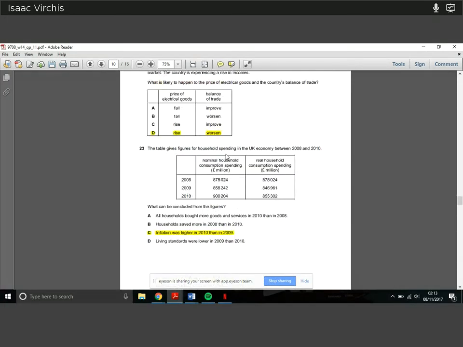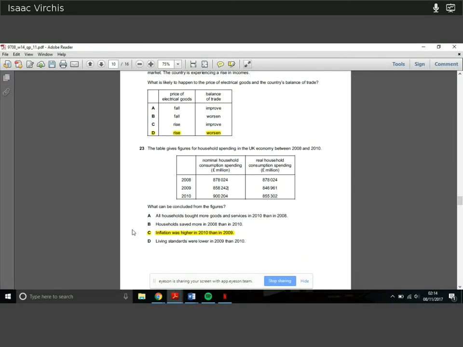Question 23. Here we've got a table giving us figures for household spending in the UK between 2008 and 2010. Nominal household spending and real household spending. Now, what's the difference between nominal and real? Well, nominal doesn't take account of inflation, real household spending does. So here, although households are clearly spending more because of inflation, they're not actually spending as much more as these figures are initially telling us. Actually, here they're not spending more, they're spending less. Here, the increase is not nearly as much as appears under nominal figures. So real takes account of inflation, nominal doesn't.